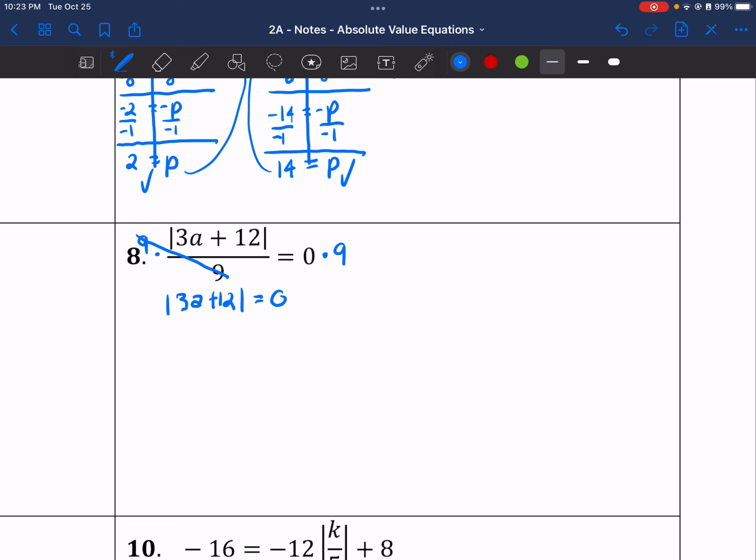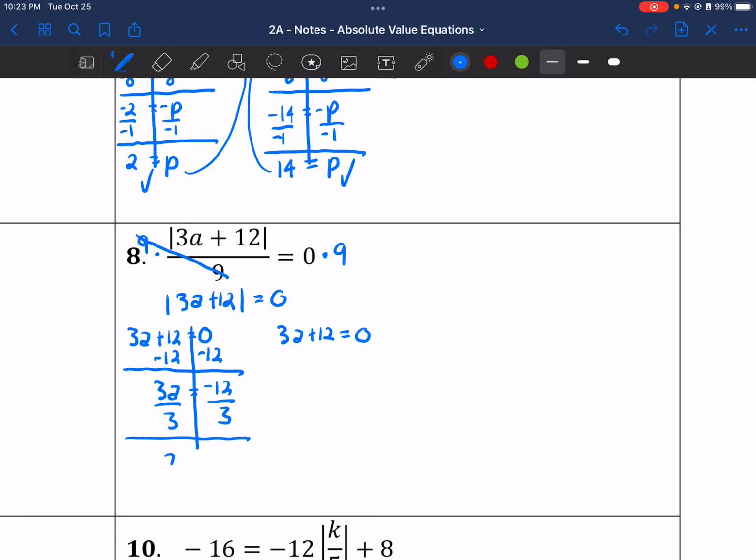Now I'm going to create my two equations, and I'm going to end up with 3a plus 12 is equal to 0. And 3a plus 12, well, negative 0 is just 0, so we're also going to set this equal to 0. You all see that this is going to be the same equation. We're going to subtract 12 onto both sides. And we get 3a is equal to negative 12. Divide both sides by 3. And we get a is equal to negative 4.